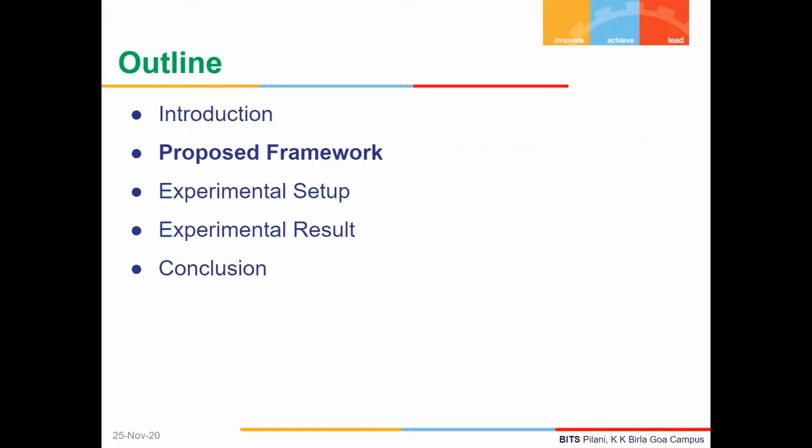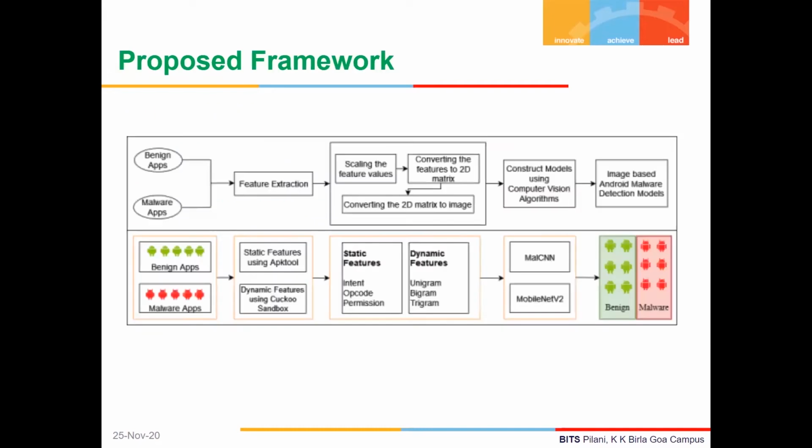Now let's move on to the proposed framework. This is the flowchart of the proposed framework, and it can be explained as follows. The first step is collecting benign and malware Android applications from various sources. We use the benchmark Drebin dataset for malware samples. Furthermore, the benign samples were downloaded from the Google Play Store.